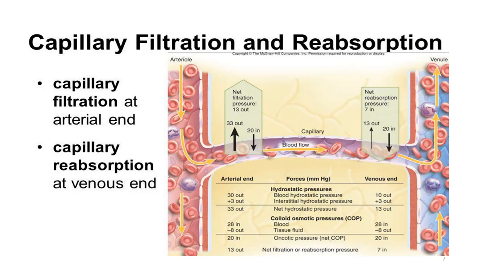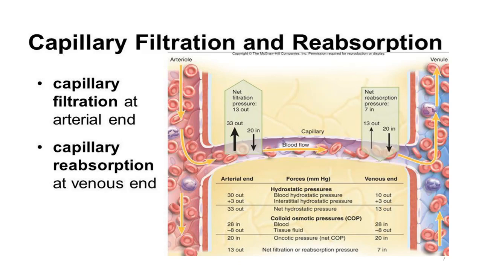Here you can see the arterial end on the left side, and the venous end on the right side. On the left side, the arterial end, we have capillary filtration. What does it mean? Please see these digits at the bottom of the figure.